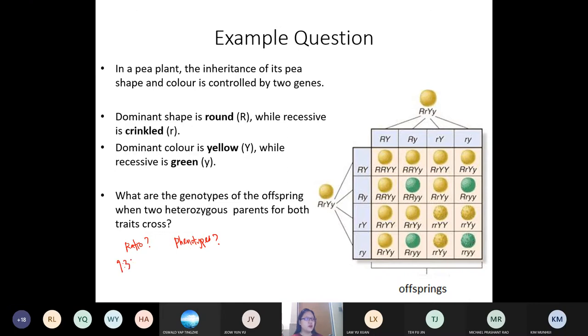It's the same idea because what it's saying is, two heterozygous parents are crossing. So this is F1 essentially. So nine-three-three-one ratio, great. What are the phenotypes that you would expect in relation to nine-three-three-one?